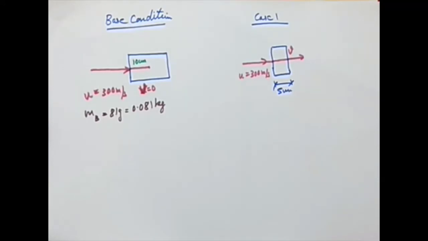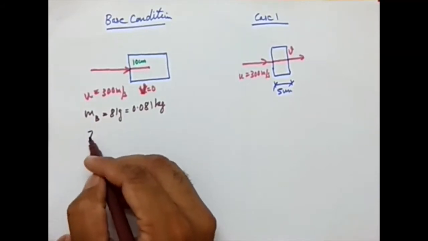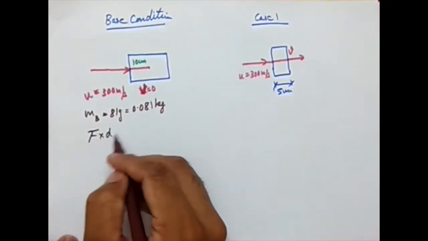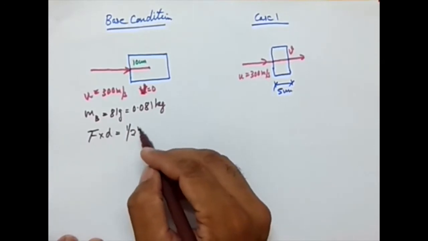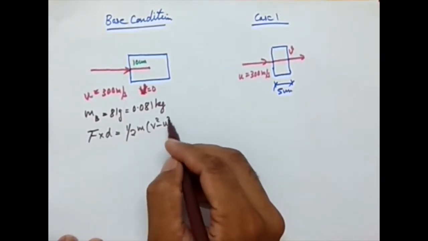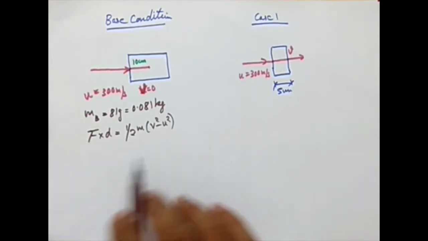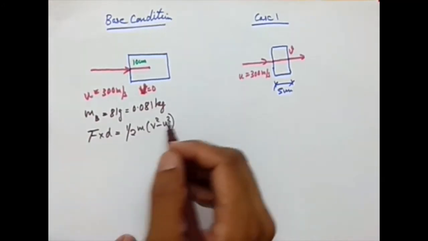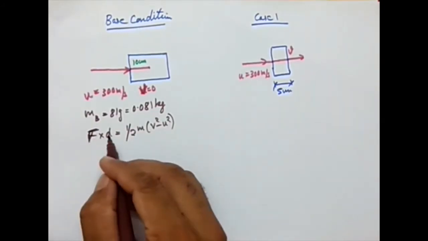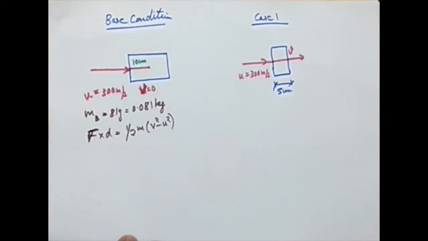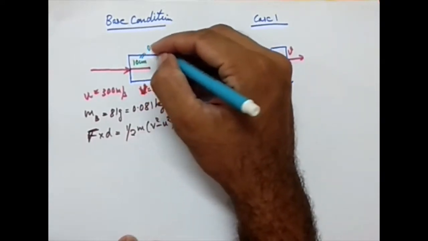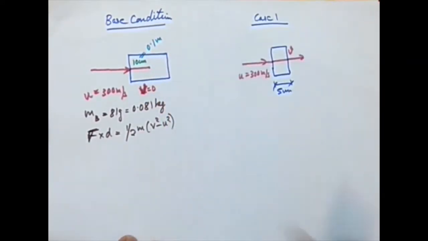So we can use the work energy principle here. So work energy principle says that force times distance, that is the work done, is equal to half m into v square minus u square, basically change in the kinetic energy. Because the object is in motion, the energy stored will be kinetic energy. Now, we need to think about the distance. It is given 10 centimeter, we know that it is 0.1 meter.